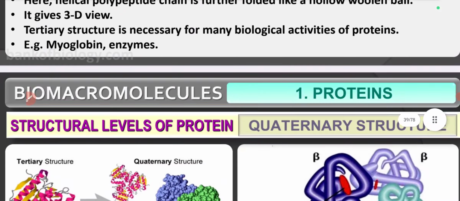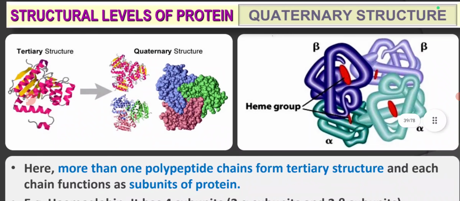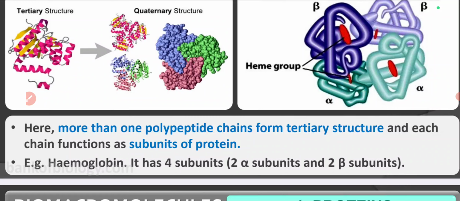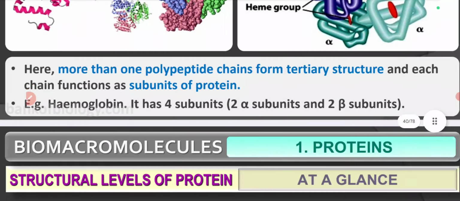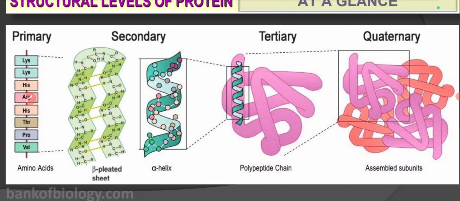Next is the quaternary structure. Tertiary structure forms quaternary structure. As you can see here, more than one polypeptide chain forms tertiary structure, and each chain functions as a subunit of the protein. Example, hemoglobin. It has 4 subunits: 2 alpha subunits and 2 beta subunits. Now, proteins at a glance. Primary: amino acids, beta pleated sheet, alpha helix, polypeptide chain, assembled subunit.